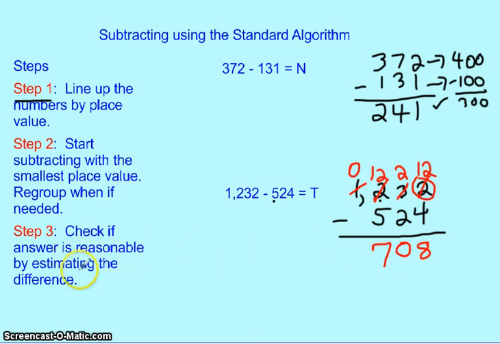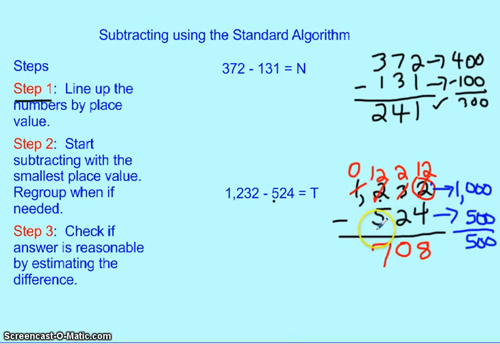So now step 3, check if my answer is reasonable by estimating. I'll put this in blue, our estimate. 1,232 to the nearest thousand would be 1,000, because 200 is not more than halfway. 524 rounded to the nearest hundred would be 500. Now, if I did the subtraction, my answer is 500. Well, my answer is not that close to 500. It's okay. So I need to look at how I estimated here.